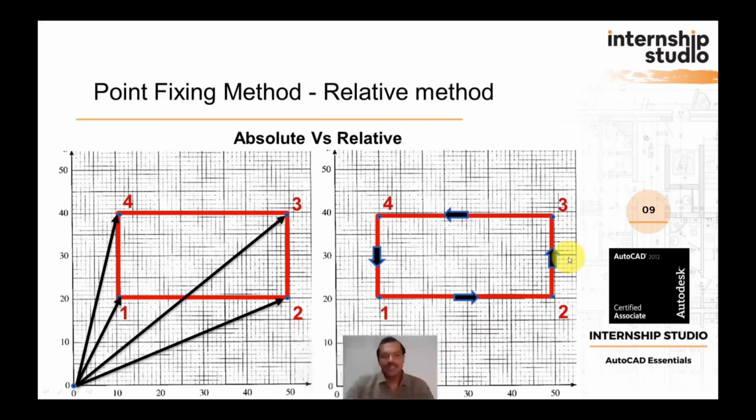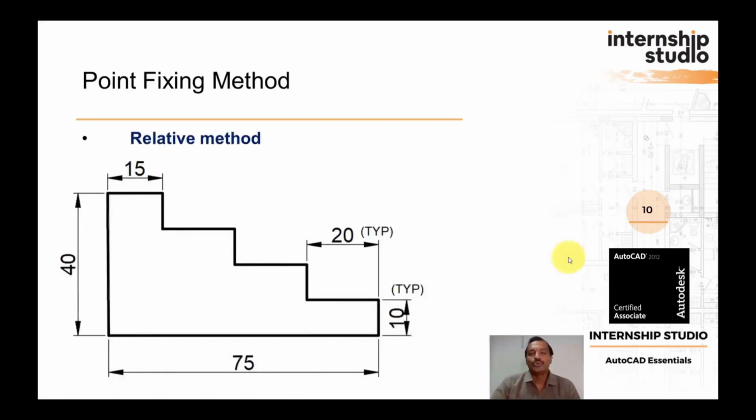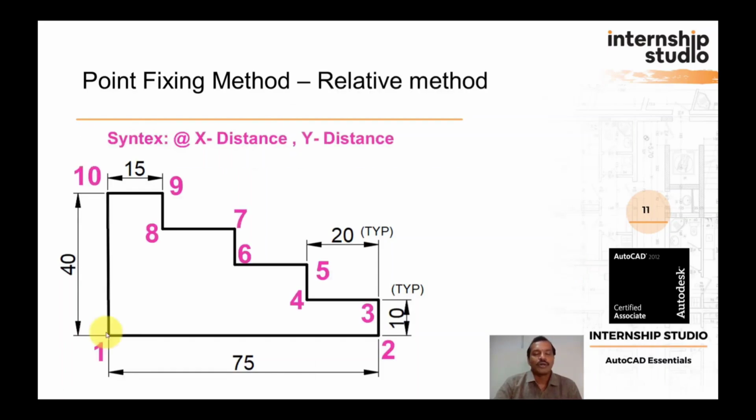Okay, right. Using this idea, I'm going to give you some exercise now. Using this relative method, we're going to draw a similar exercise. It has nearly 10 points. Imagine we have only the absolute method, meaning the 10 points need to be calculated from the origin. But now we have a relative method, only x and y distances are needed. All the lines are only x and y only. We just have the measurements for all the lines.